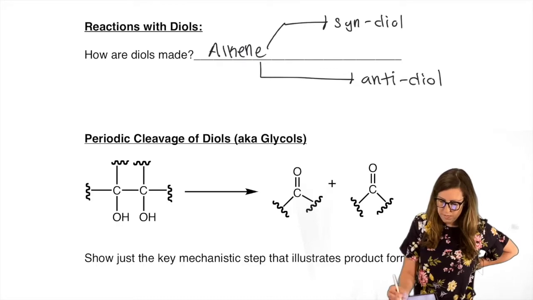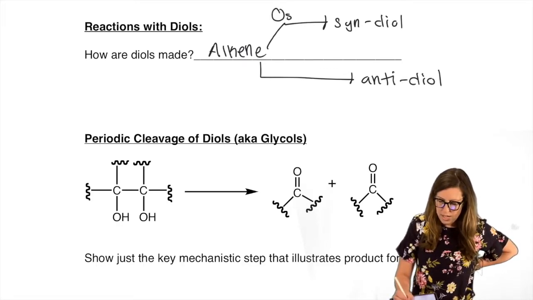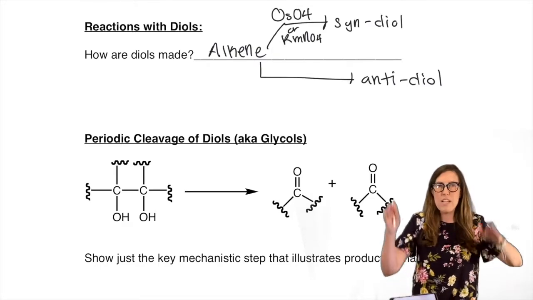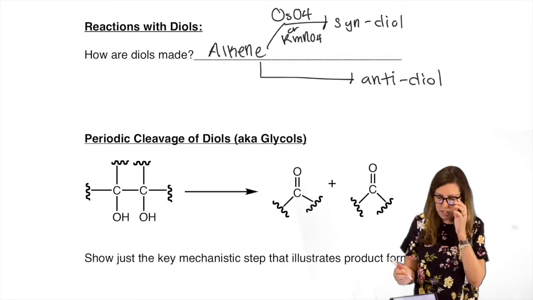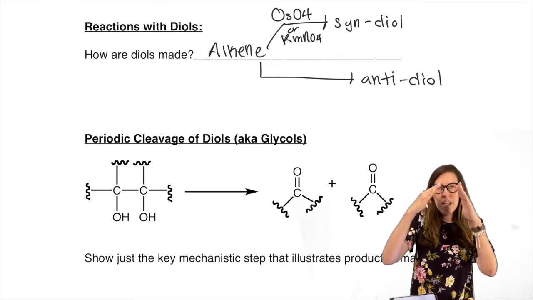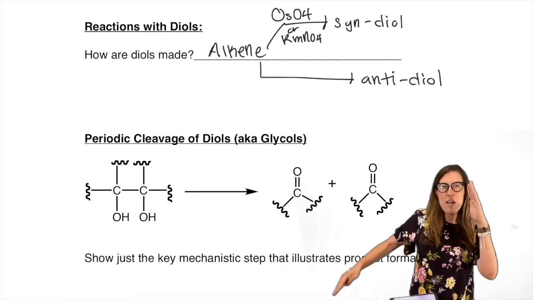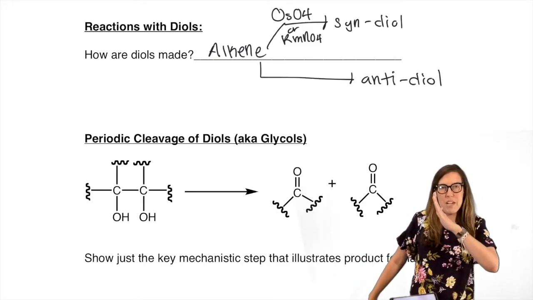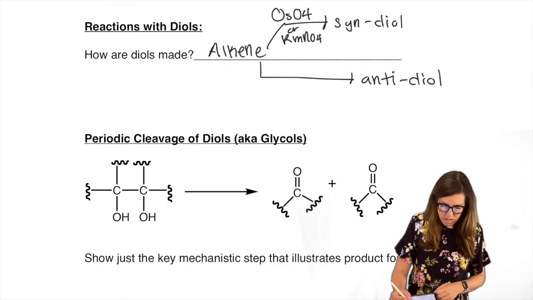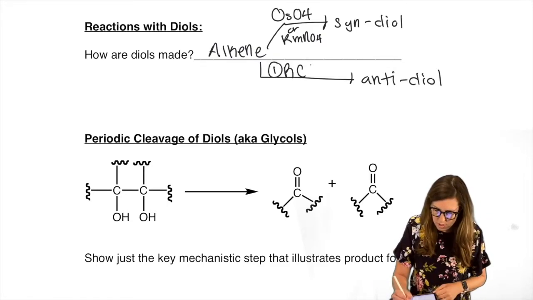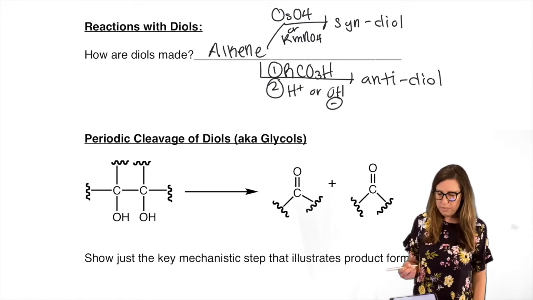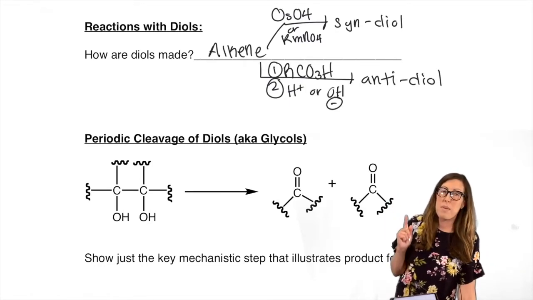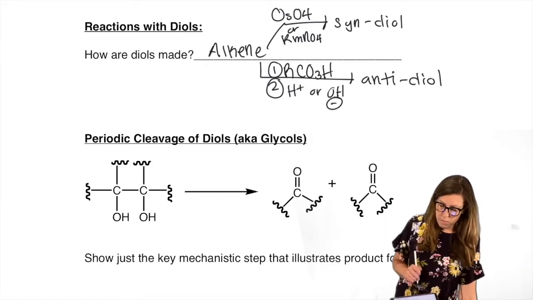What did we need to do that? Remember, syn diol was osmium tetroxide or KMnO4. So I had to lock it into that ring to get those OHs to come up on the same side. Anti was when we had an epoxide, then the new OH attacked from the bottom and opened up the epoxide. So we have the anti configuration. So your epoxidizing agent, your peroxy acid, followed by acid or basic workup, gives the anti-diol. So we know how to make anti-diols, and we know how to make syn diols from an alkene.